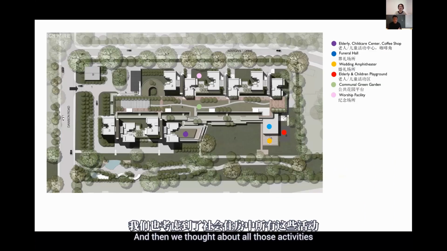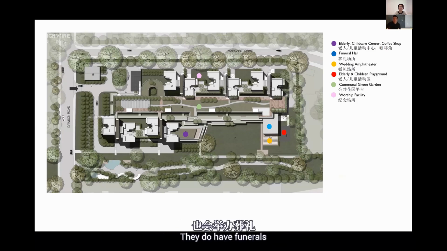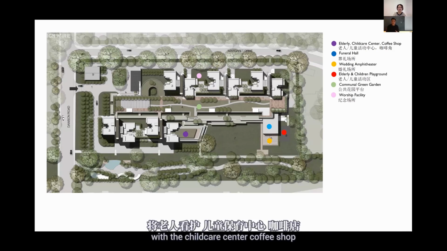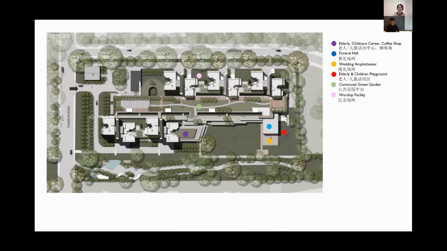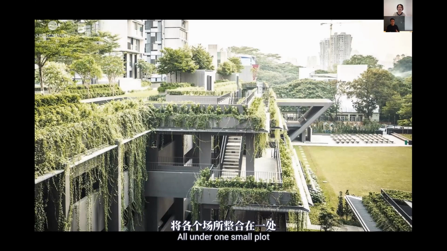And then we thought about all those activities that take place in the social housing. People do have weddings, they do have funerals. You can see that we have dedicated space for amphitheater and funeral. We combine elderly care with a child care center, a coffee shop, worship facilities, and gardens. So having this program is important, and separating them in a way that gives them privacy is important, all under one small plot.